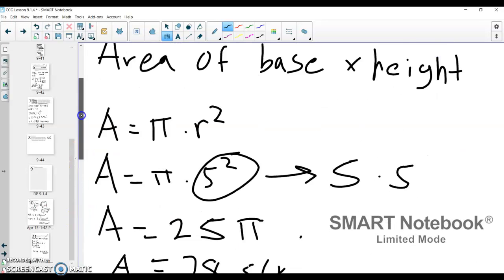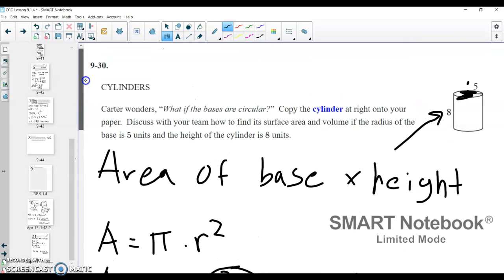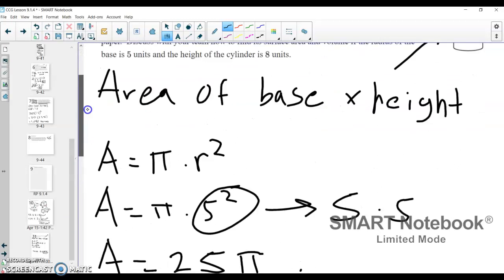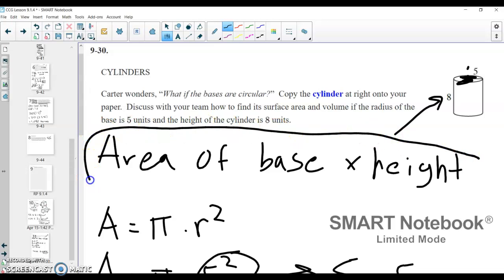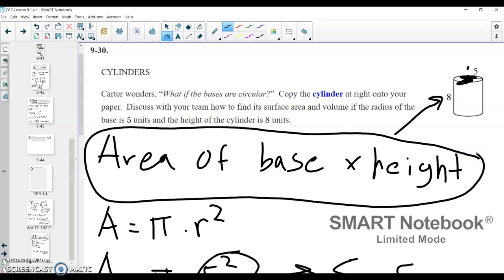That is really the big idea that I want you to take away from this lesson: how we can find the volume of any special prism, any special three-dimensional object, and it's all the same idea. You want the area of the base, and you want to multiply it by the height of the object.